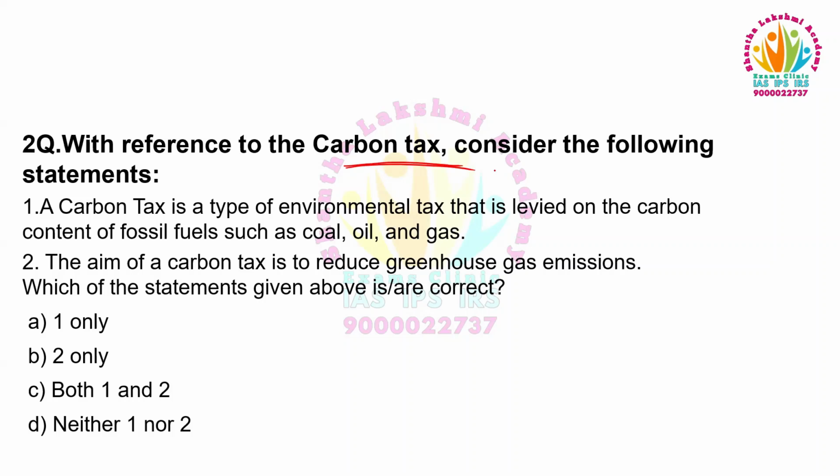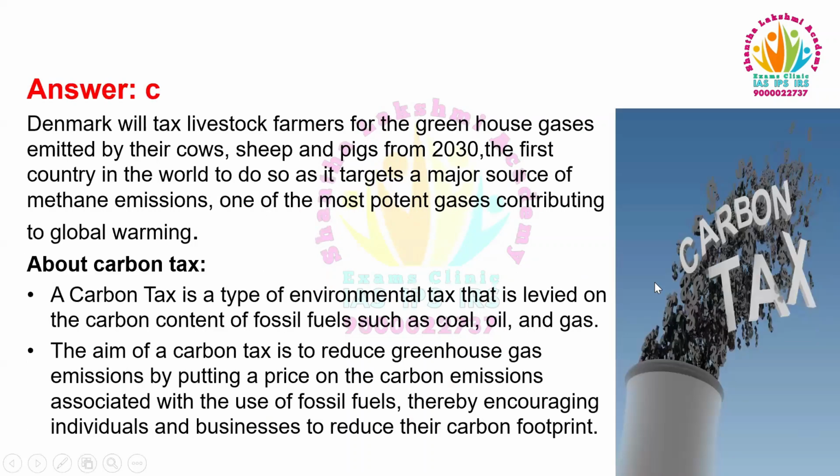With reference to the carbon tax, consider the following statements. One: a carbon tax is a type of environmental tax that is levied on the carbon content of fossil fuels such as coal, oil, and gas. Two: the aim of a carbon tax is to reduce greenhouse gas emissions. Which of the statements given above is correct? One only, two only, both one and two, neither one nor two. Denmark will tax livestock farmers for the greenhouse gases emitted by their cows, sheep, and pigs from 2030, the first country in the world to do so, as it targets a major source of methane emissions, one of the most potent gases contributing to global warming.